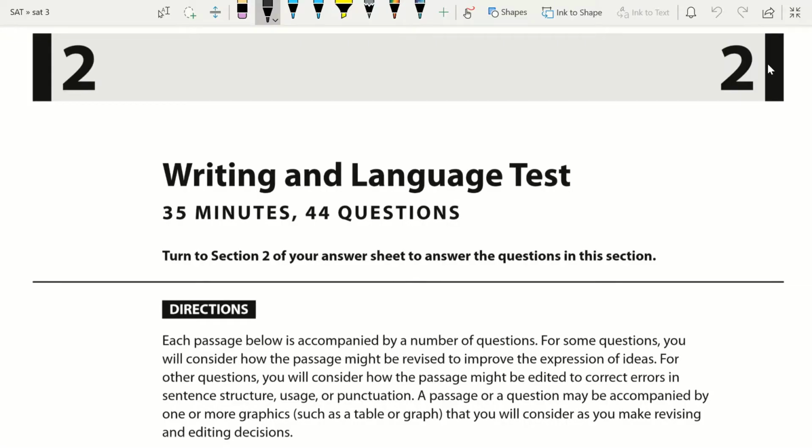Today I'll be taking you through the writing and language section of SAT Practice Test 3. I'll be giving you my tips, tricks, and advice for this section, and I'll also be teaching you grammar rules that you need to know when you take the SAT. I will be showing you answer explanations for each question and how I arrive at my answer, and I will also show you how to use process of elimination to help you refine your answer choices and ultimately find the correct answer. So now let's go ahead and get started.